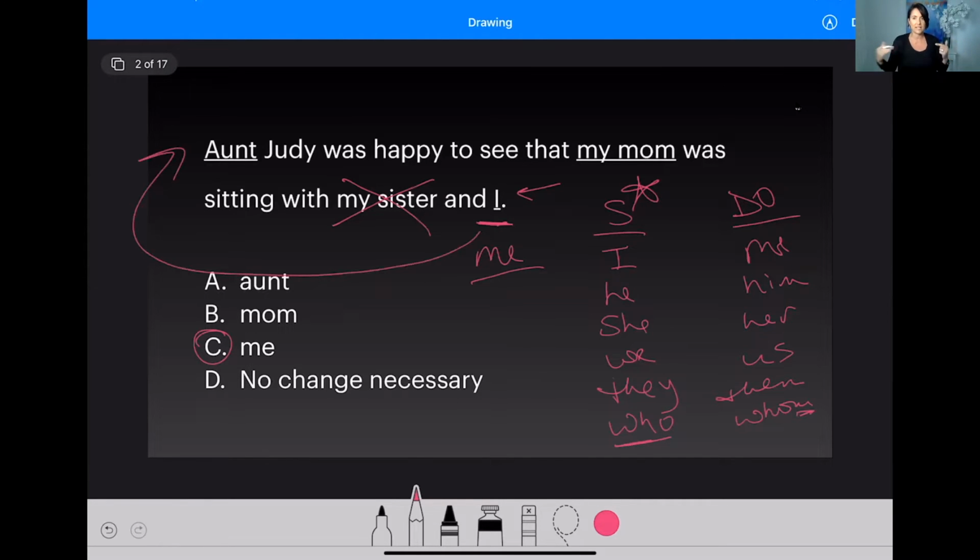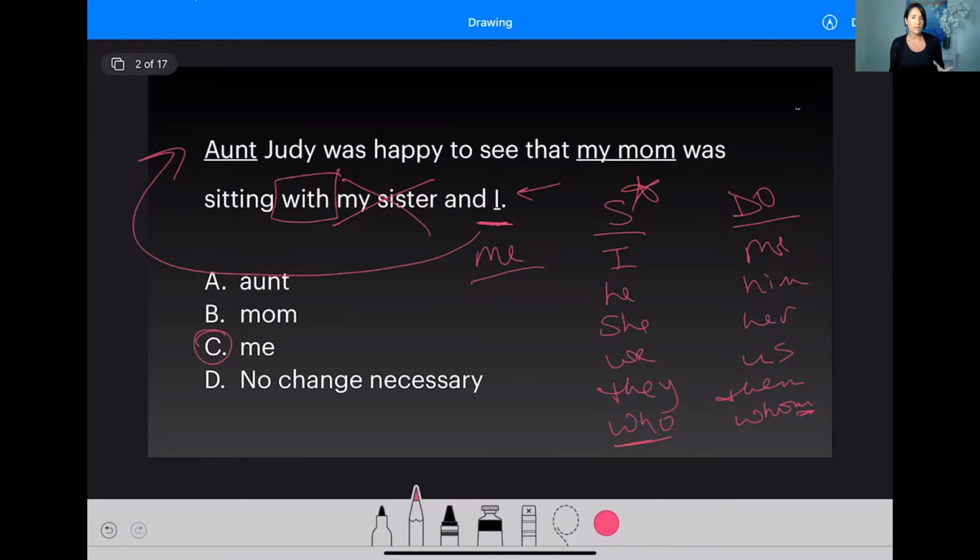I was sitting next to my mom and my sister. I was with my sister. You wouldn't say "me was with my sister." So "I" goes in the subject, and direct objects go in the predicate, typically after a preposition like this, "with."